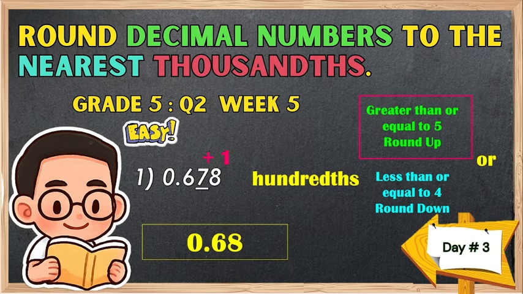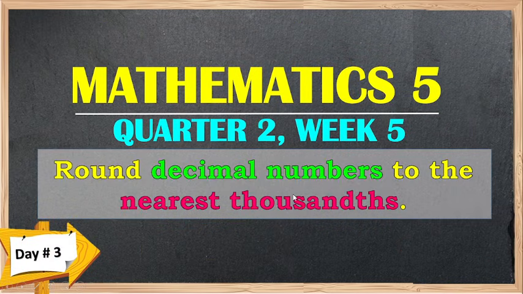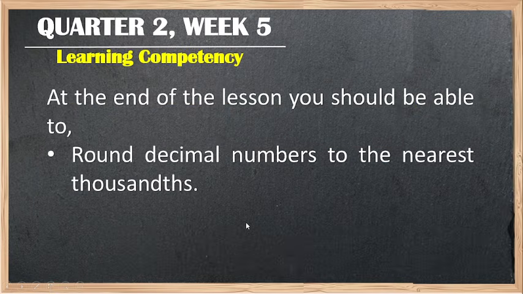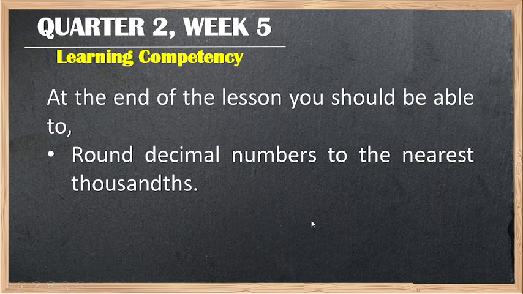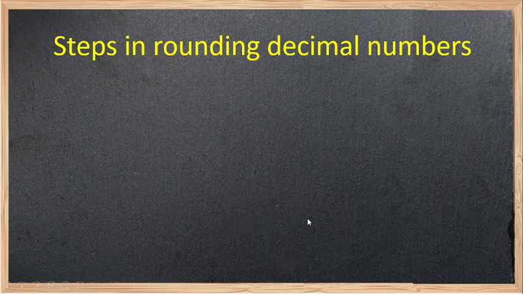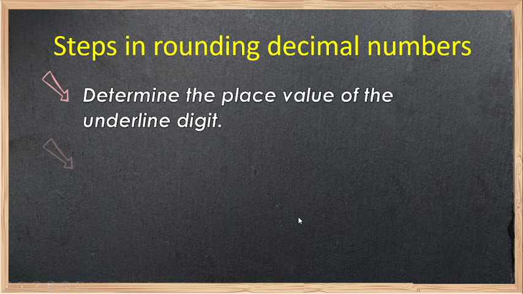So today's lesson, we're going to discuss the quarter 2, week number 5, day number 3, round decimal numbers to the nearest thousands. At the end of the lesson, you should be able to round decimal numbers to the nearest thousands. In the steps in rounding decimal numbers, the first is you're going to determine the place value of the underlined digit.